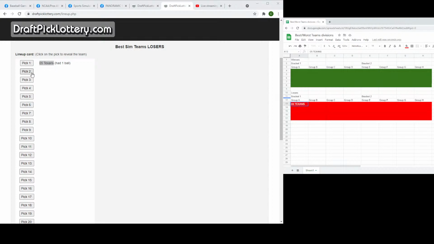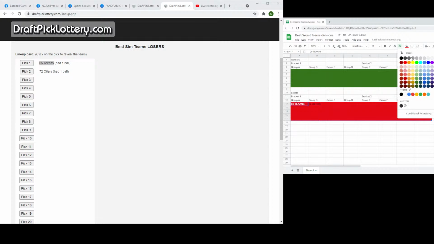Group B, first one, is going to be the 72 Oilers. The 72 Oilers will make up Group B. We got to make sure all of these are set, and everything is set. So the 05 Texans and the 72 Oilers are first. Third one are the 86 Buccaneers. The 86 Buccaneers will be third.